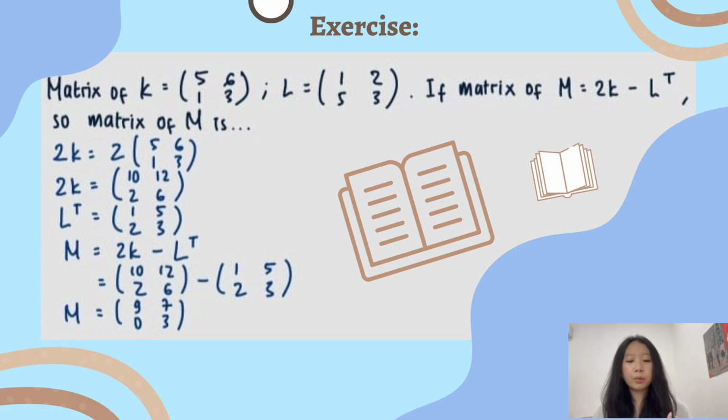And for the last part, we put the 2K and the L transpose into the equation of M equals 2K minus L transpose. So it remains 10 minus 1, it was 9. 12 minus 5, it was 7. 2 minus 2, it was 0. And for the last one, 6 minus 3 is 3. So the matrix of M was 9, 7, 0, and 3.